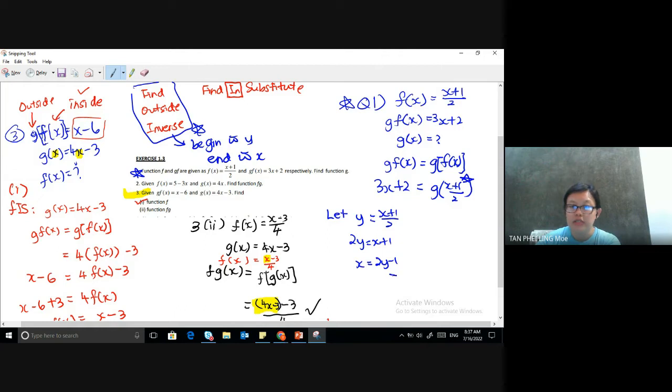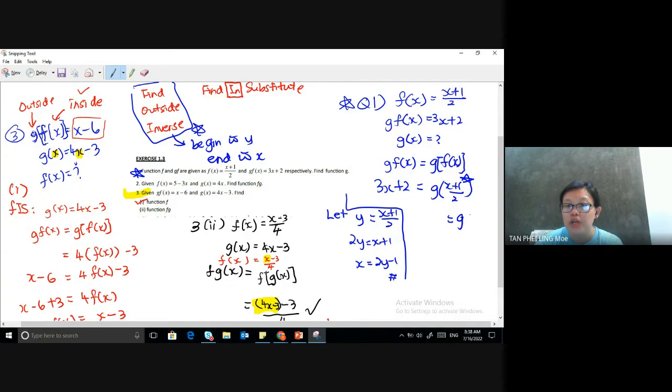Okay, so that's it. So now this is your inverse. So you're going to put in here, yeah? Let me continue this part. Okay, so 3x plus 2 equals to this one. Okay, let's do the easier one first.